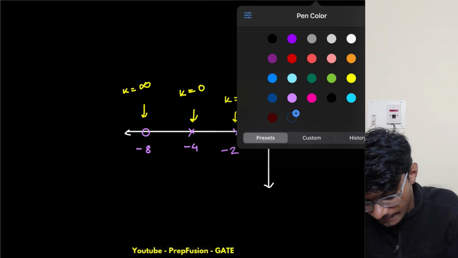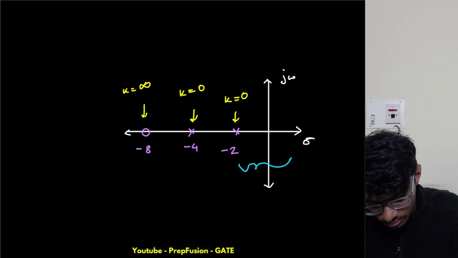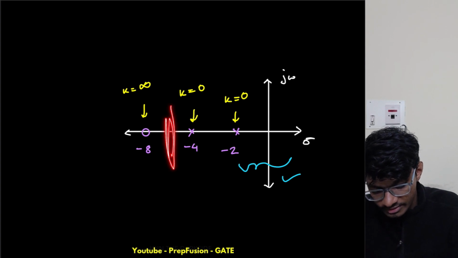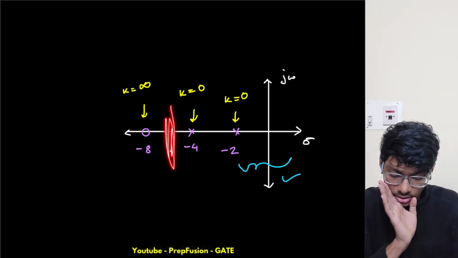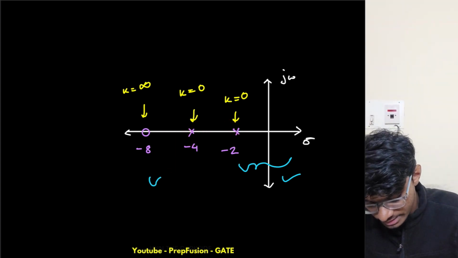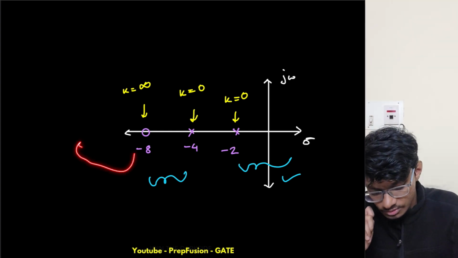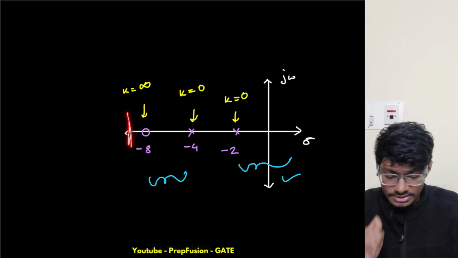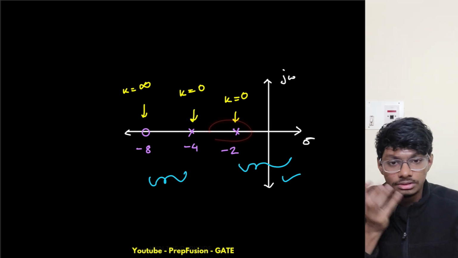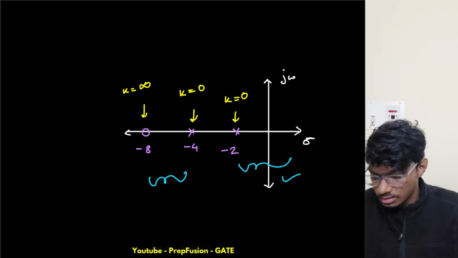So what can I say? That my root locus will lie in this range. And again, if I pick a test point here, on the right hand side of my test point I see two poles, so an even number of poles. So my root locus will lie in this range also. But will my root locus lie in this range? If I take any point and look at the right hand side of my test point, I see three poles and zeros, so it is odd. Hence it will not lie in the root locus.